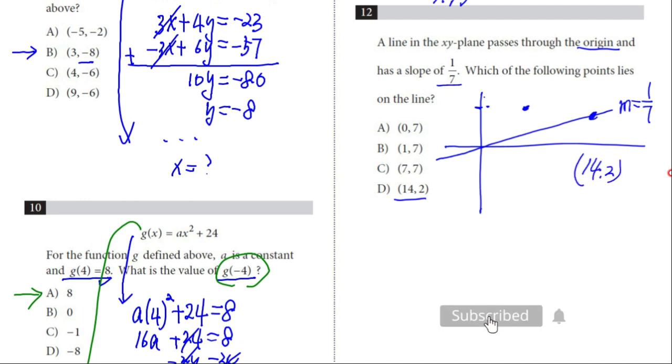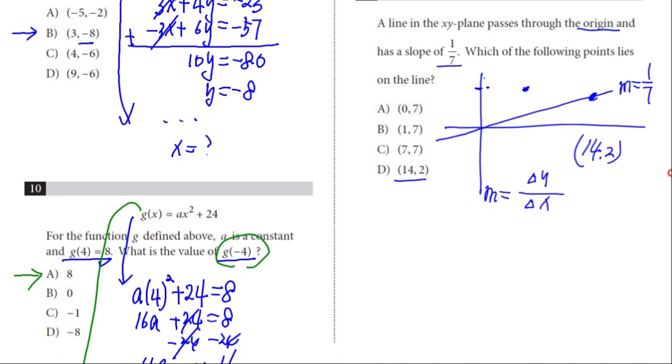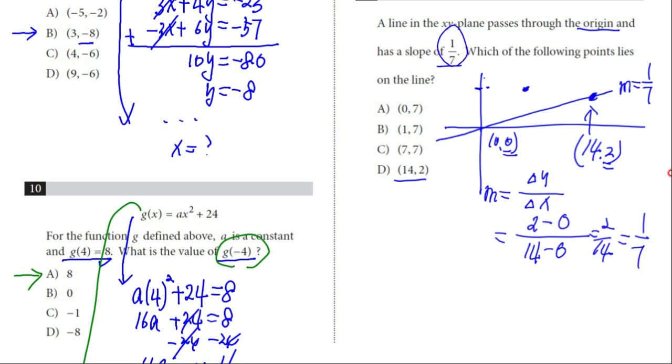Because the definition of a slope is change of y divided by change of x. So if you use the origin (0, 0) and (14, 2), delta y will be 2 minus 0, this value minus this value, right? And delta x will be 14 minus 0, which is 2 over 14 or 1/7. That was given here, right? So we must choose D as our answer.